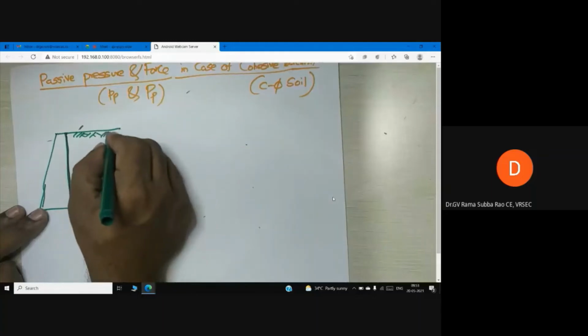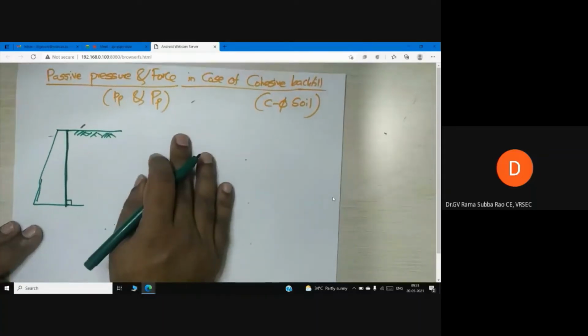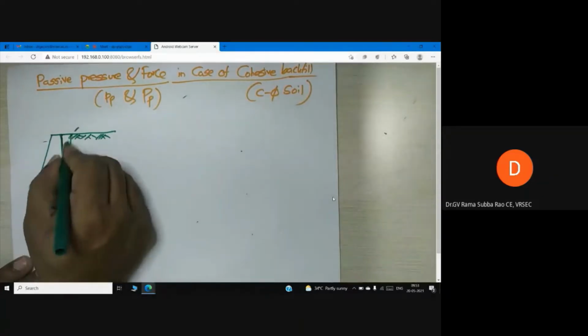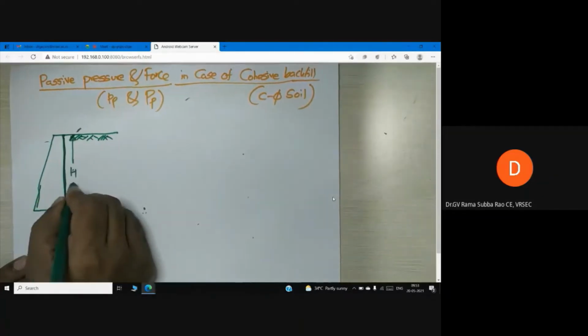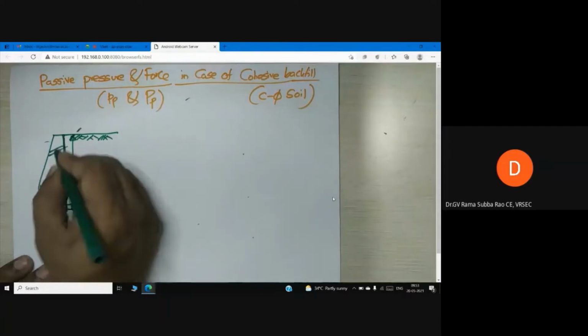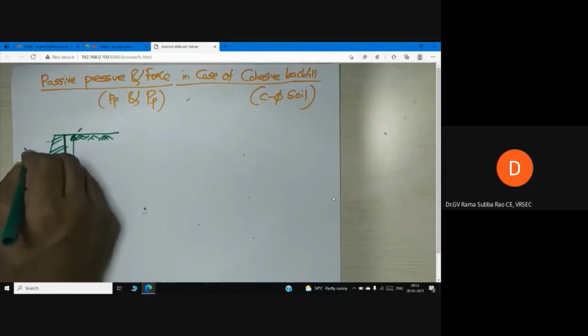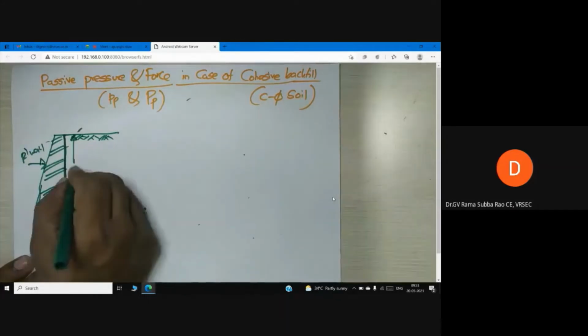Backfill. So this is the backfill, and you know this is the height of the wall, and this is the retaining wall. The schematic diagram I am drawing. H is the height of the wall.